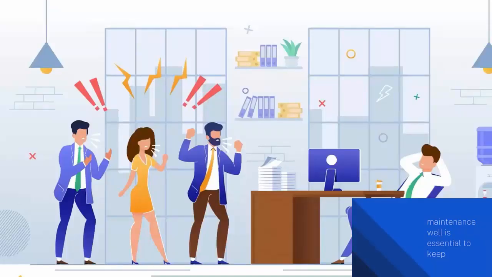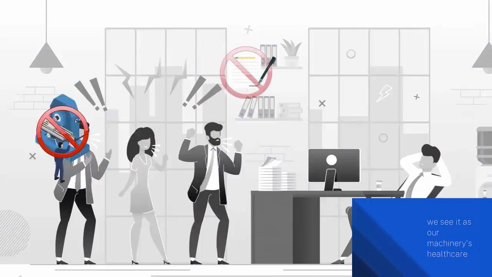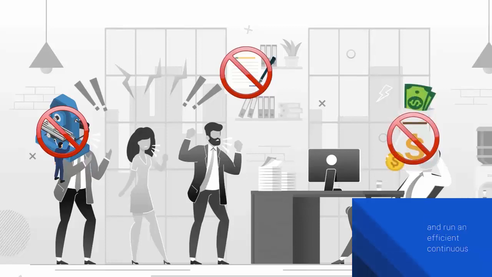Maintenance done well is essential to keep your company efficient at Stealthy Wood. We see it as our machinery's healthcare plan, healthcare that helps reduce waste and run an efficient operation. Also, maintaining my product handling system is vital to keep my equipment running at peak efficiency.